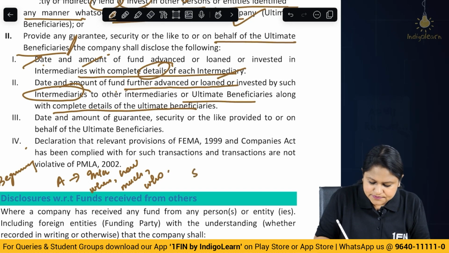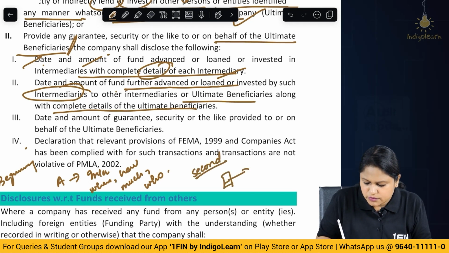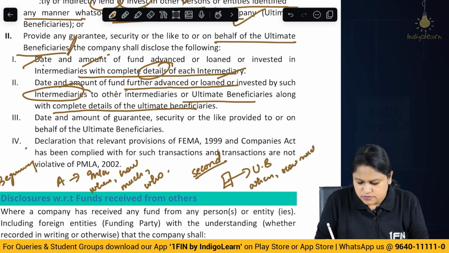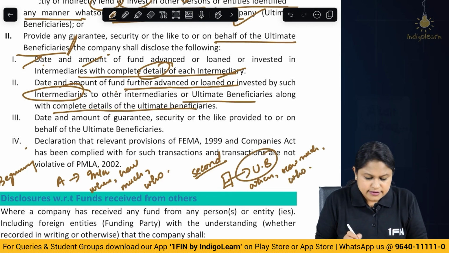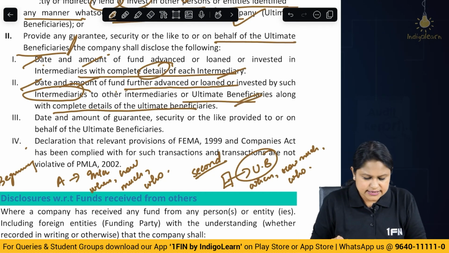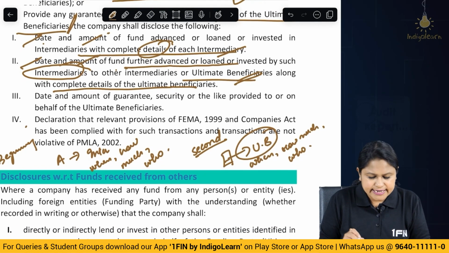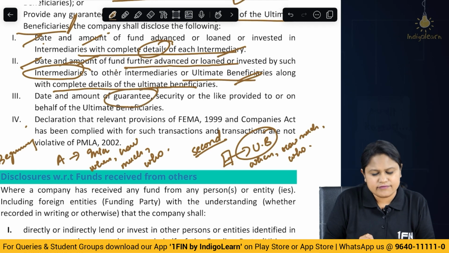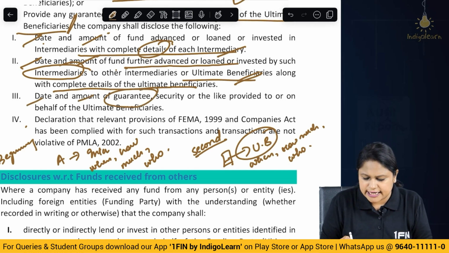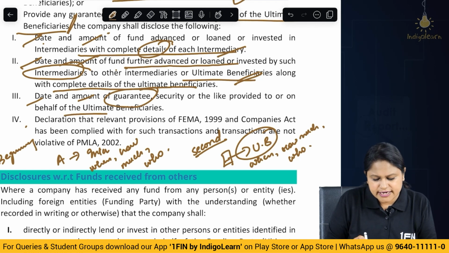This was the first step. Now second, the intermediary is going to transfer it to whom? The ultimate beneficiary. So again the same: when, how much, and details of them, who. Clear? So look at the date, amount, and who are the ultimate beneficiaries. Clear? Then if you are not giving funding directly, then we can give a guarantee. So again here also the same: date and amount of guarantee or security or the like provided to or on behalf of the ultimate beneficiary.